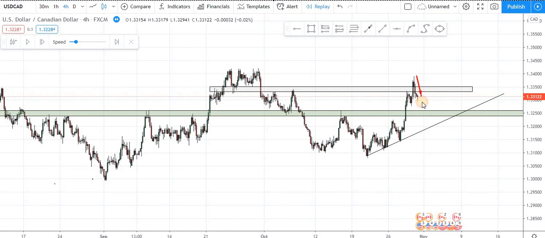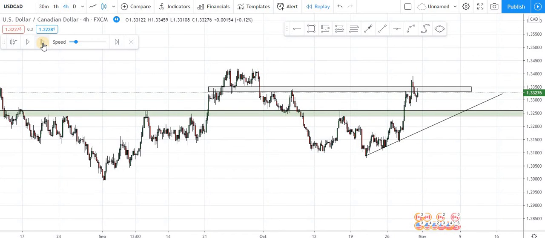So the moment price did this, automatically this area here, this zone, became a resistance again. Okay, it became a resistance again because price had broken back below it. So now we could see that price wanted to go back and retest it. Okay, so now let's see what happened.